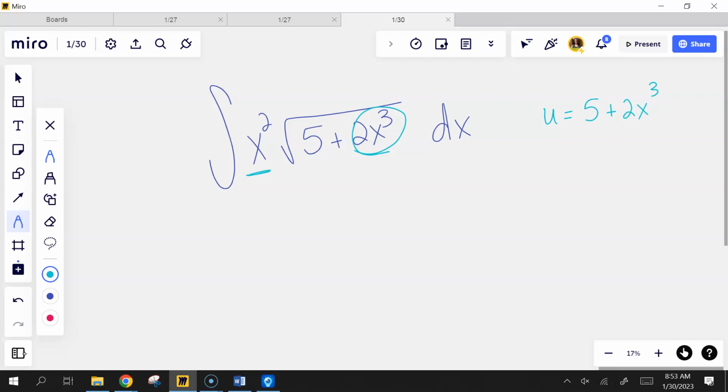Yes, you have to determine what u is. You decide which needs to be u. If I let u be x squared, well then du would be 2x dx, and that doesn't do me any good in this problem, right? So then I'd go, wait, that doesn't work. Well, what if I let u be 5 plus 2x cubed? Then what would du be?